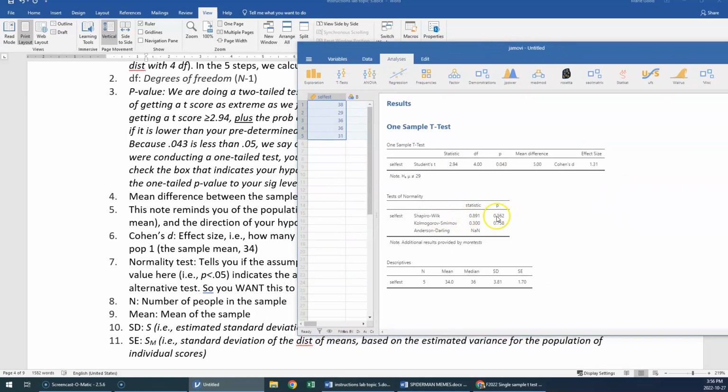So let's look at this here. And so you're looking, remember, not at the statistic, you're looking at the p-value. Okay, and we see the p-value for our Shapiro-Wilks test is 0.362, which is greater than 0.05, which is what we want, right? We want a non-significant value here. We want a p-value greater than 0.05. That tells us that the assumption has likely been met.